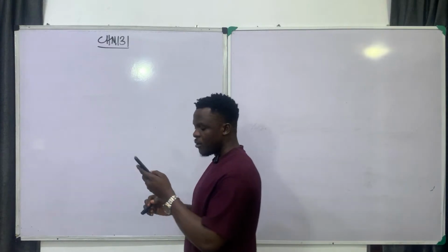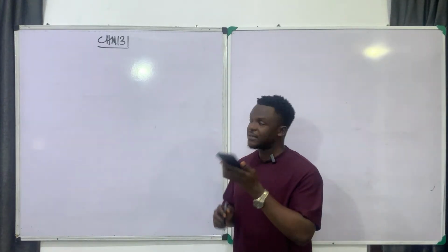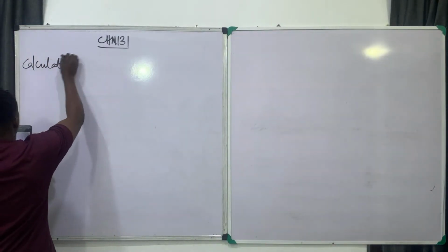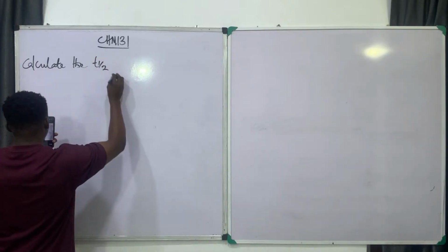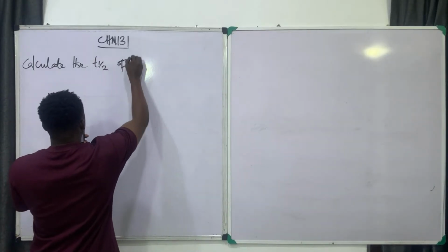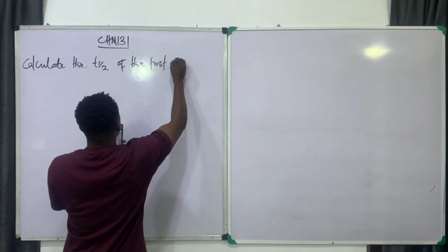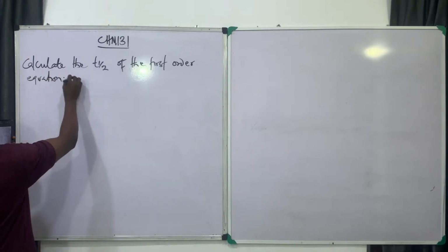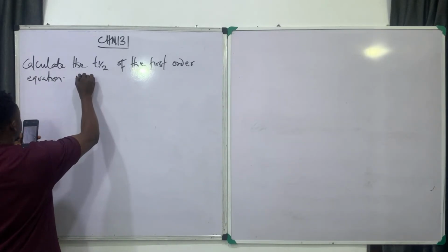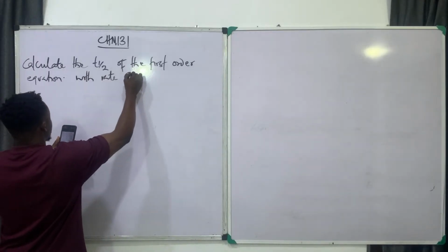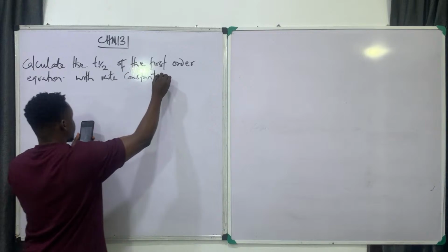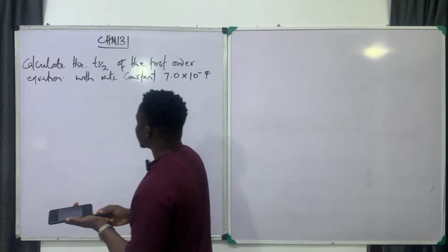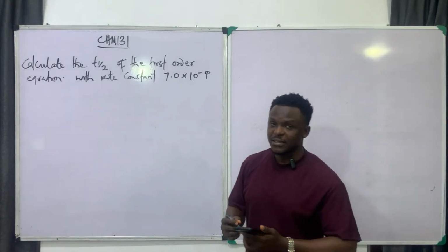Okay. So we have the first question here, which says, calculate the half-life of the first order equation with rate constant 7.0 times 10 to the power of minus 4. Now you need to understand this particular topic is under chemical kinetics, all right?